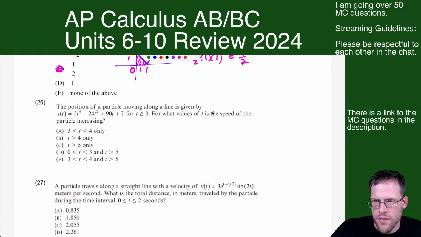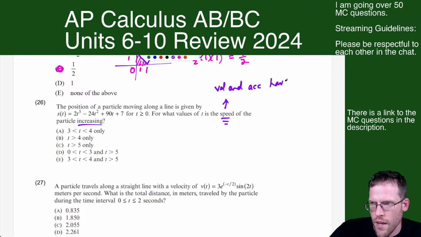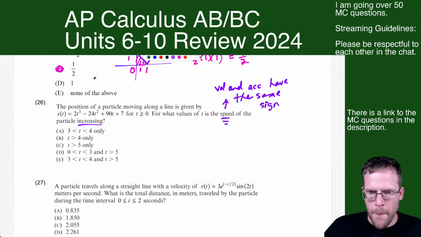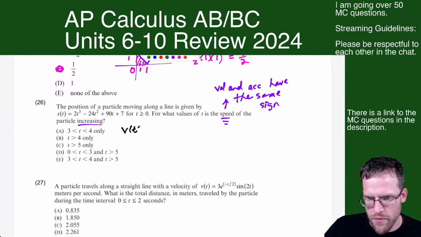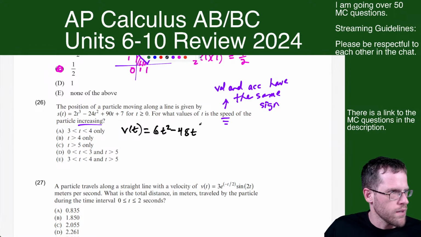Position is s of t. For what values of t is speed increasing? So speed increasing is when v, velocity, and acceleration have the same sign. Okay, so just remember that. I'm going to make 2 sign charts. So here, I'm going to make a sign chart for v of t, the derivative of s of t. So I have the derivative is 6t squared minus 48t, and then we have plus 90.